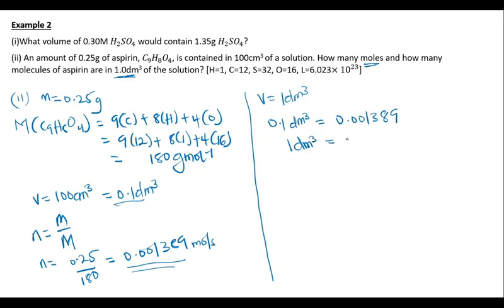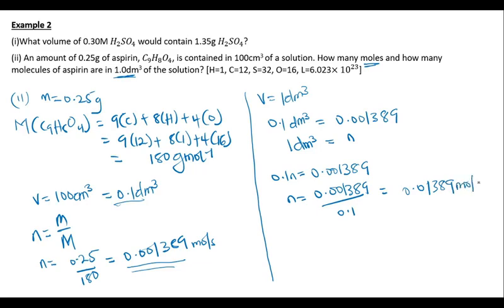Let's use the symbol n. So if we cross multiply, we have 0.1 n is equivalent to 0.001389. So our mole will be 0.001389 divided by 0.1, and this is equal to 0.01389 moles. Alright, so the mole in 1 dm cube we now have, and then we can now go ahead and calculate the second aspect, that is how many molecules of aspirin that we have.